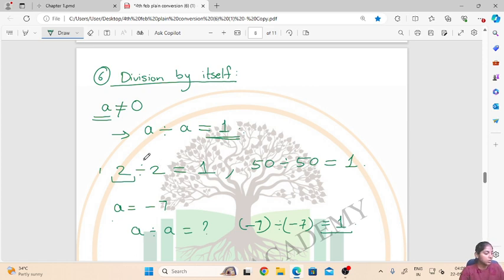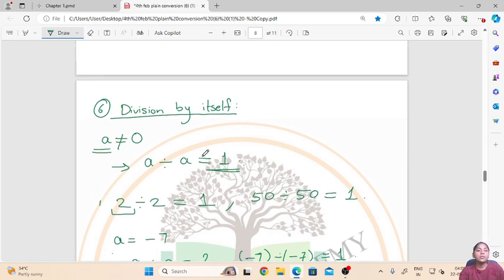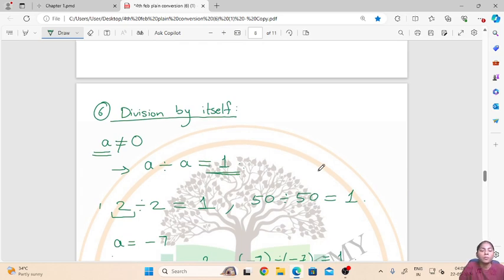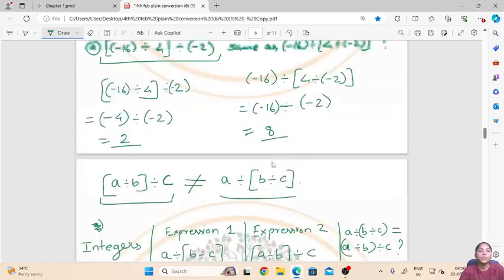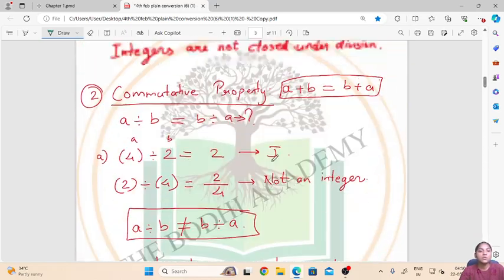Okay, so this is all in this chapter. We have learned some basic exercises with integers, then the properties of addition, subtraction, multiplication, and division of integers. So this is all.